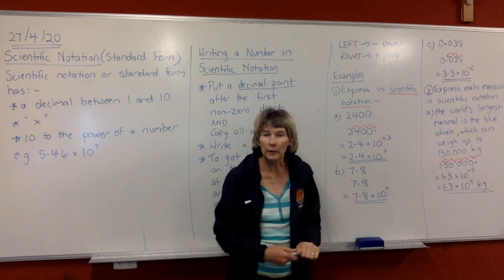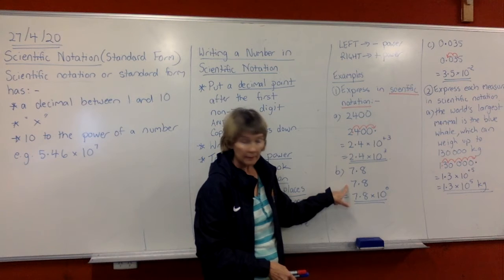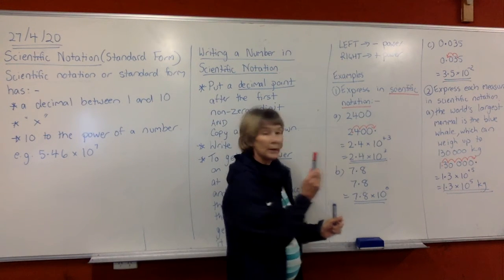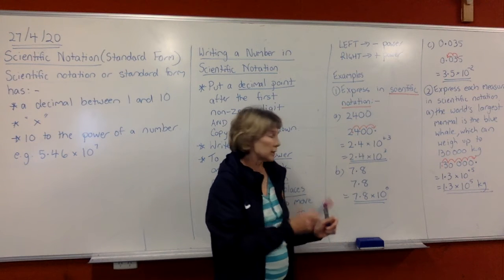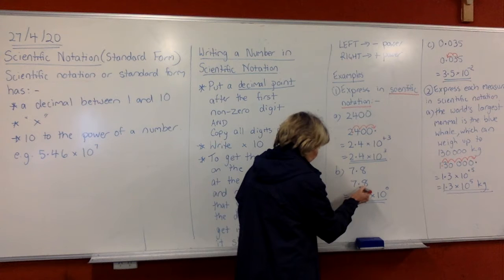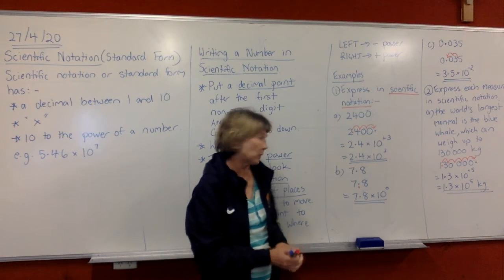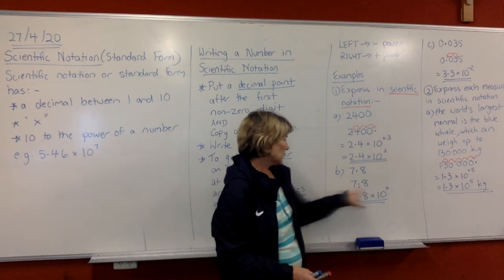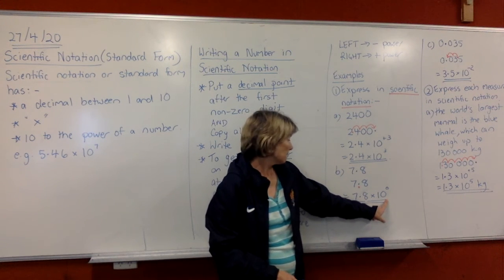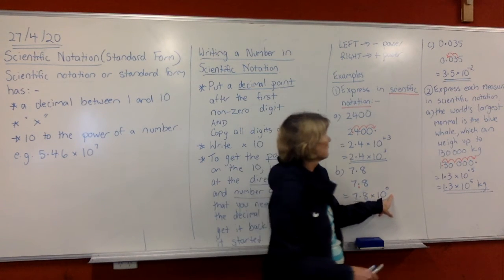In the next one, we have the number 7.8. Copy it down and copy it down again. Now, we would normally be getting our red pen and putting our decimal point after the first digit that's not a 0. Well, there's the first digit that's not a 0. So I put it after it, and you'll see that it hasn't actually moved anywhere. So we have our decimal to be 7.8 times 10 to the power of 0, because it didn't go anywhere. So it just becomes a 0 up there.